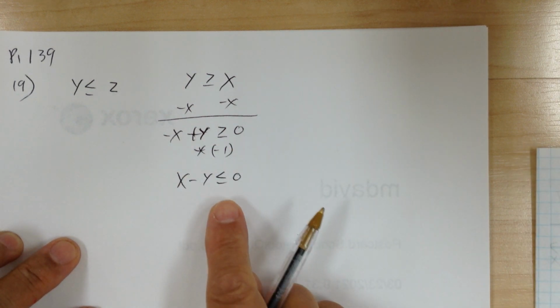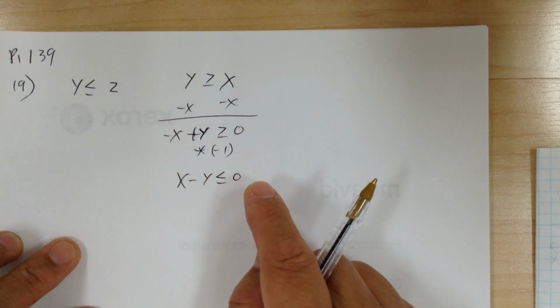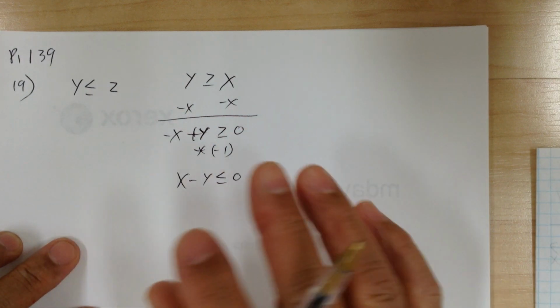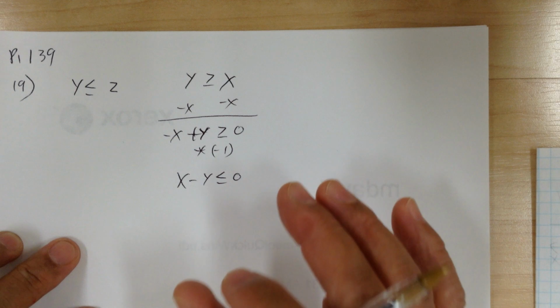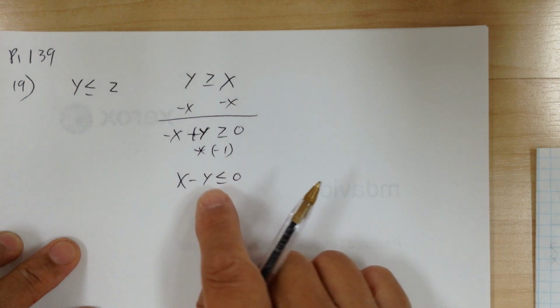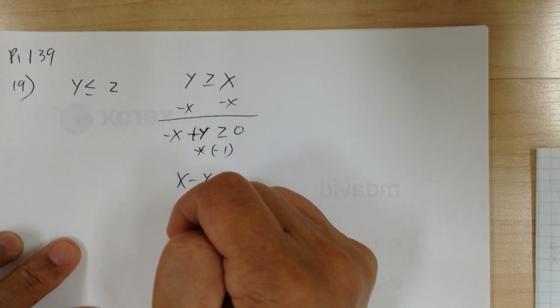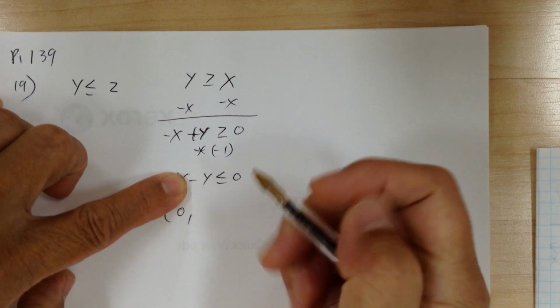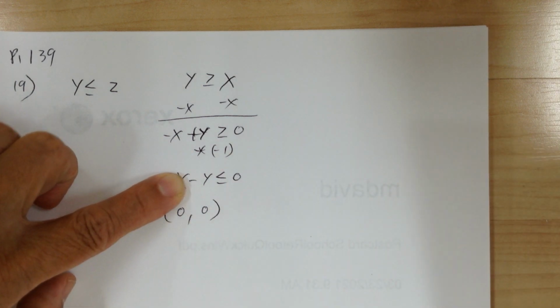Okay, and so now you got two inequalities, so you have to graph each one individually. Normally you want to graph the one that's harder first. So I'm going to graph this one. So again, if I let x equal to 0, then y will equal 0.